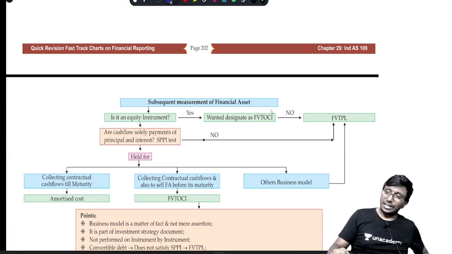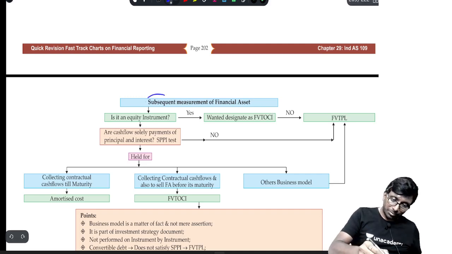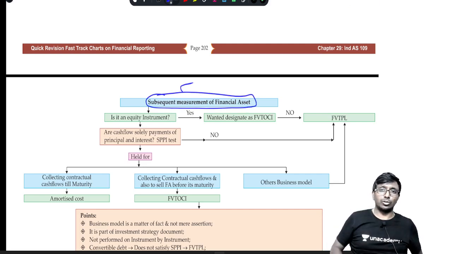Right. Now let us enter into one more important point: subsequent measurement of financial assets. Subsequent measurement of financial assets we are going to discuss.